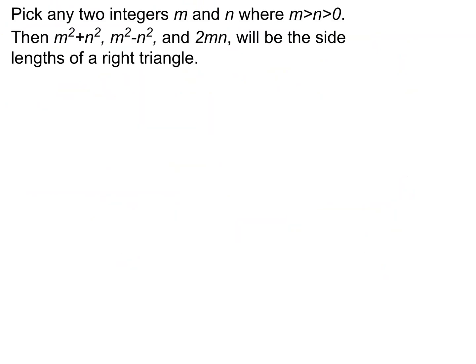All right, this should look familiar. This is the statement, the conjecture that we came up with in class after doing the project on right triangles. If we pick any two integers, call them m and n, and we realized that m must be greater than n, which has to be greater than 0, then m squared plus n squared, m squared minus n squared, and 2mn will be the side lengths of a right triangle.